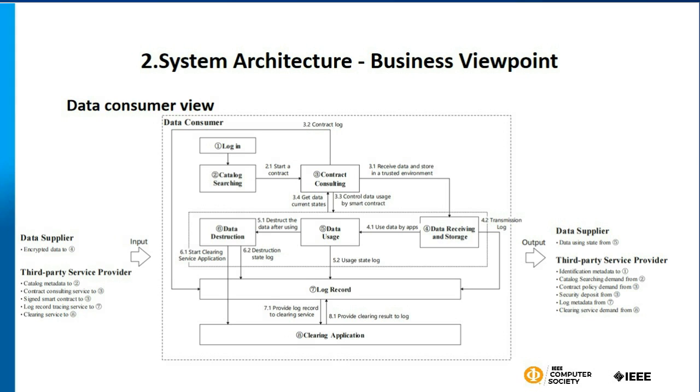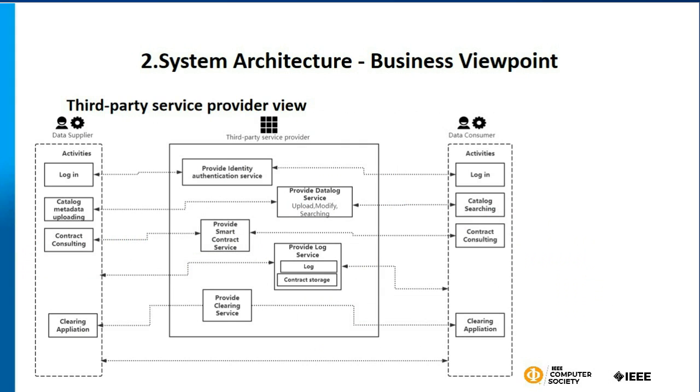The output from such a data consumer to the data supplier may be data usage status, and the output to the third-party service provider may include quite a number of items. It may include metadata, catalog search demand, contract policy demand, log information, and also clearing service demand. As for the third-party service provider viewpoint, it provides identity authentication to all the stakeholders, equipment, and even data itself, and provides data catalog services, smart contract services, log record services, and also clearing services.